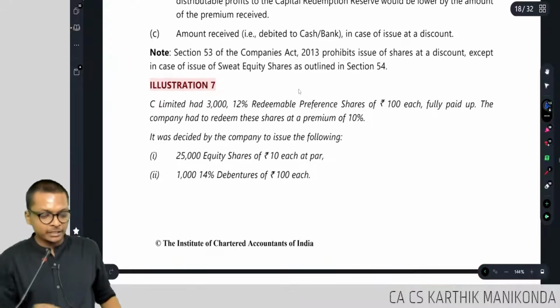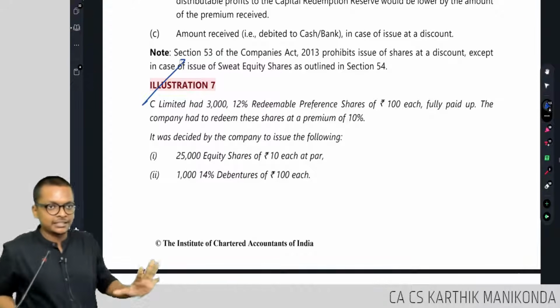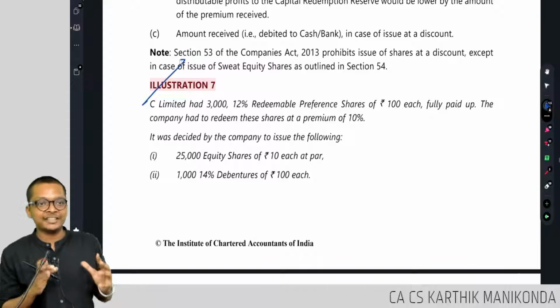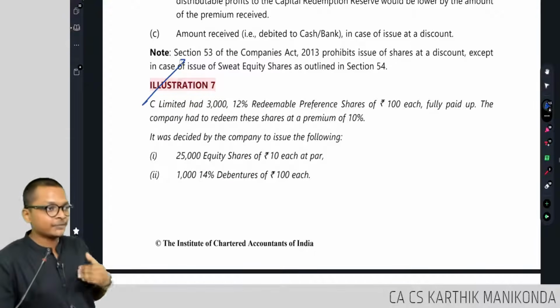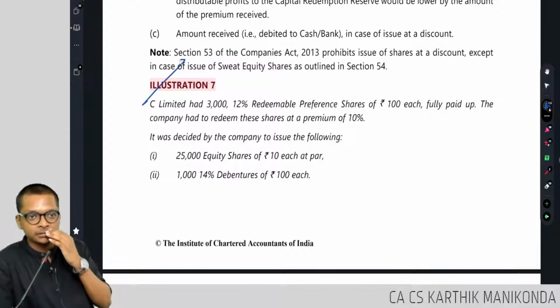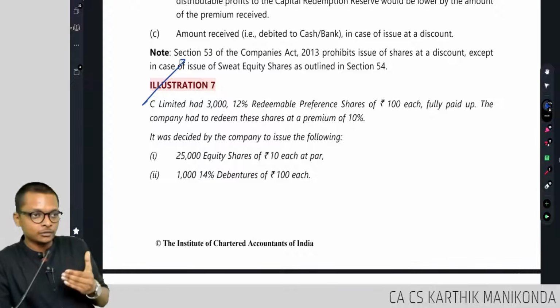Okay. Question number 7. Illustration 7. That's it. With this redemption of preference shares, concepts are done. We just have to practice sums. Easy or difficult? That's why I brought it down from inter to foundation.